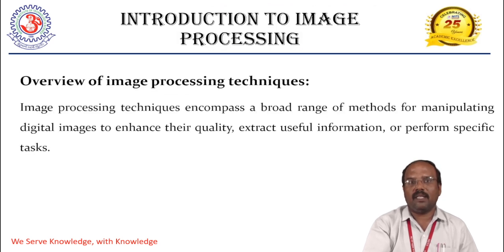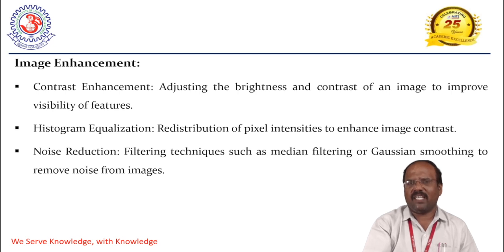Now let me go with image processing techniques. Image processing techniques encompass a broad range of methods for manipulating digital images, where we can enhance their quality, then extract useful information from the images, or from text also, and after that perform some specific task. These are the things we know about image processing. In image processing and deep learning, everyone learns about classification and text analysis.